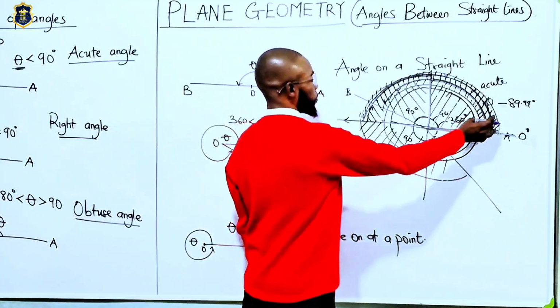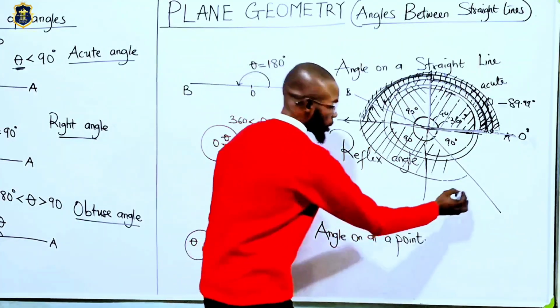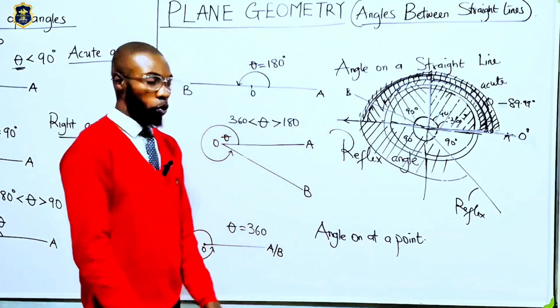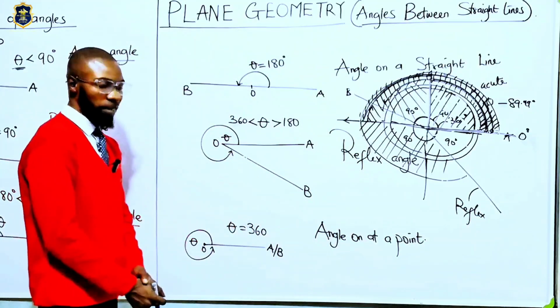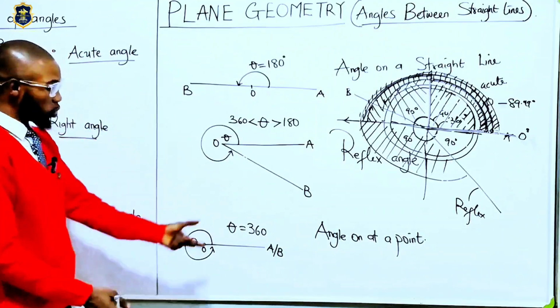So any angle that is covering from here to this part, right, it is a reflex angle. We call it a reflex angle, right? It's a reflex angle, not completely a 360 degree. That's why I have the reflex angle. And then the last basic angle we have is the angle at a point.